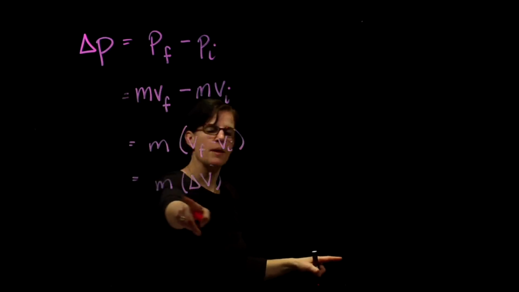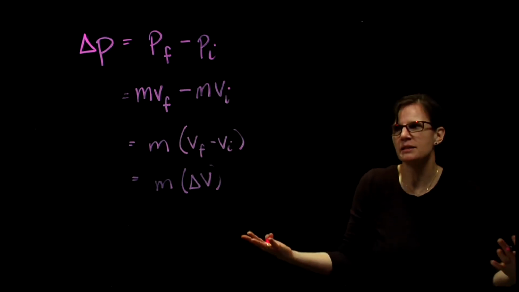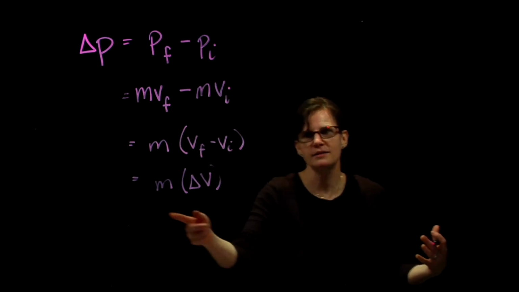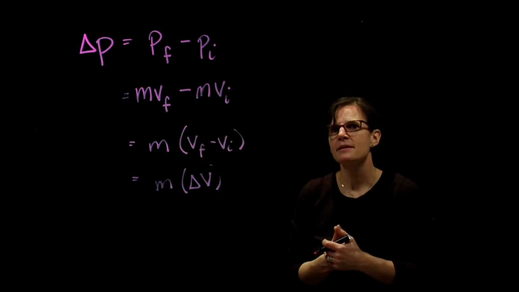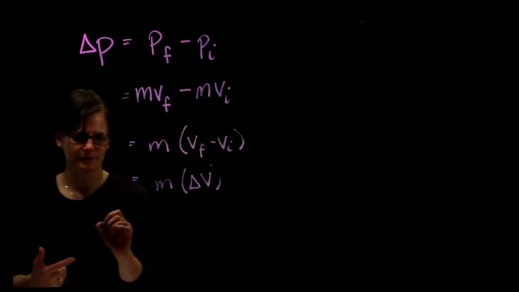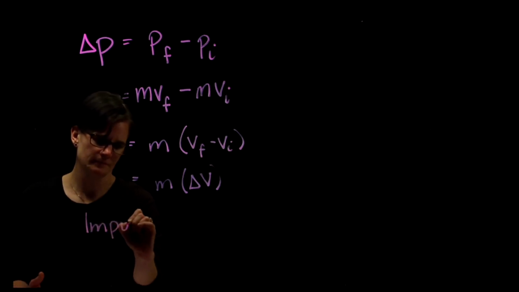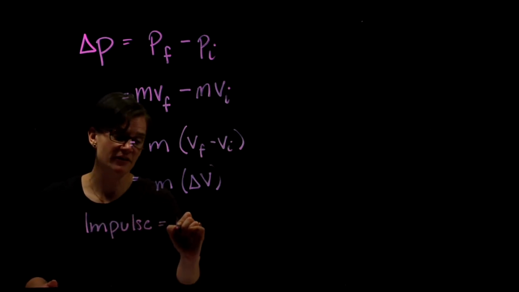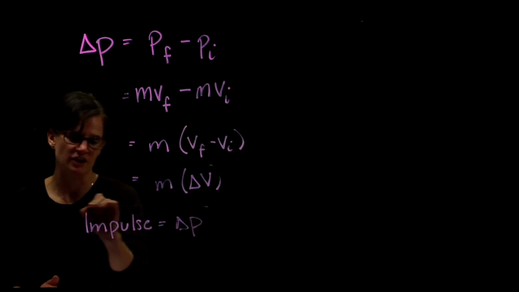So my change in momentum as a result of a change in velocity might be represented by the mass times the change in velocity. We call a change in momentum an impulse. That is the definition of a change in momentum.